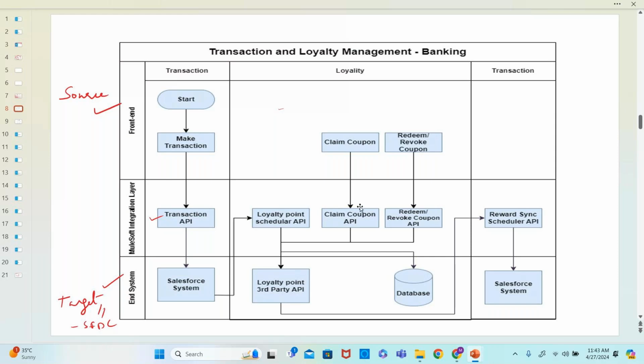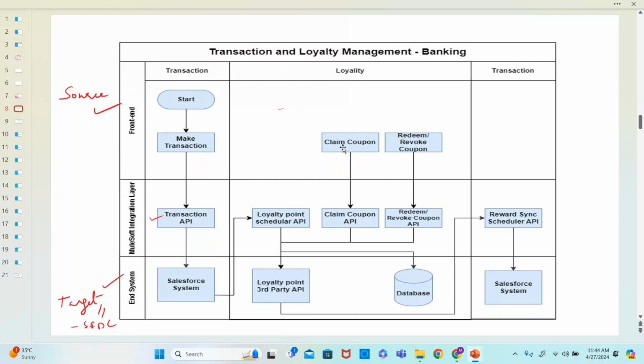For claiming the coupon we have created one API. For example, 10,000 points are available, and I want to claim an Amazon voucher for 1,000 rupees. For 1,000 rupees I need 4,000 points. Now you click on claim the coupon. This claim coupon API will be triggered, and it will check with the loyalty system whether that particular customer has the respective points or not. I already told you he has 10,000 points. If he has them, 4,000 points will be deducted, a coupon ID will be generated, and that will be passed to the coupon. Now the Amazon coupon is available with the customer.